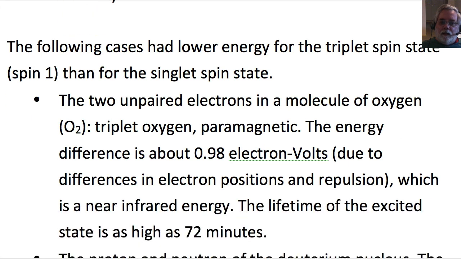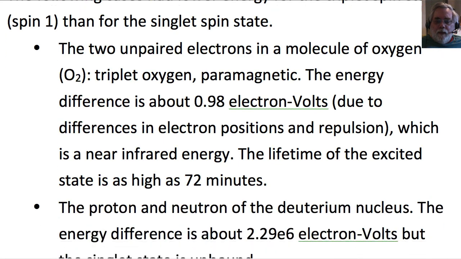The following cases had lower energy for the triplet spin state than for the singlet spin state. The two unpaired electrons in a molecule of oxygen, O2, triplet oxygen, which is paramagnetic. The energy difference is about 1 electron volt, and this is due to differences in electron positions and repulsion between the two states. That 1 electron volt is a near-infrared energy. The lifetime of the excited state is as high as 72 minutes.